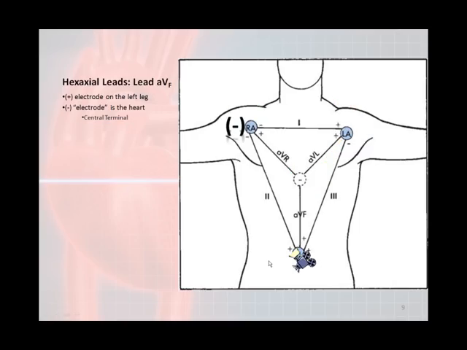The same principle applies to AVF. We're going to place the positive electrode down here on the left foot. We're going to place the negative electrode up here on the right arm to give us lead 2. But if we move this negative electrode right here from the right arm down to the central terminal, it will actually change the angle of our camera. It will change it from a lead 2 view down into an AVF view. So now we're actually looking from the left foot directly up at the bottom of the heart.